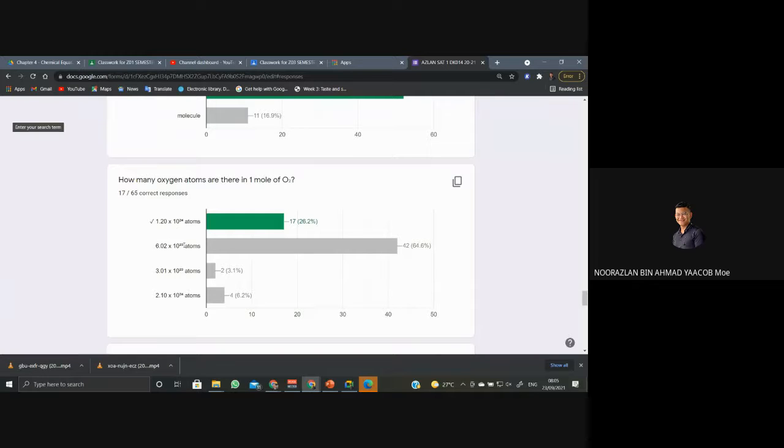Ini adalah 1 mole molekul. Ingat, 1 molekul ni ada 2 oksigen. Jadi kalau 1 mol molekul ada 2 mol atom. Banyak yang salah ni.